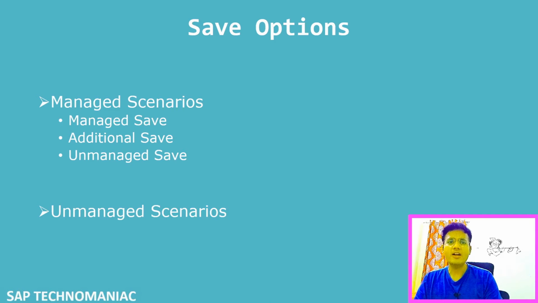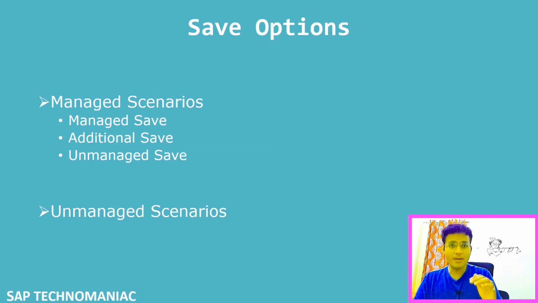But sometimes we want to save the data apart from whatever we are saving, I want to save some additional data as well in the database. In that case, we will use the additional save. Managed save is done by the managed BO framework. In additional save, we have to do some additional save apart from the managed save.